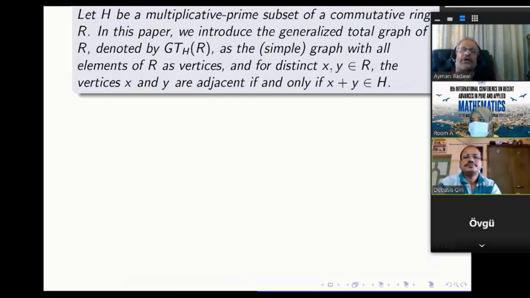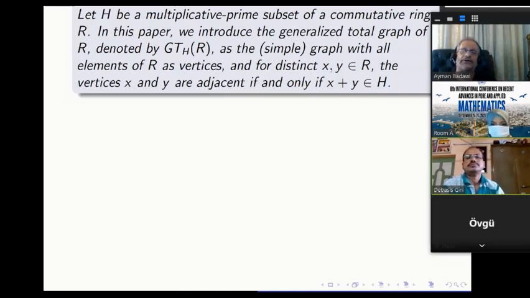Okay, so what is the generalized total graph? Whenever you want to talk about a graph, you have to define what the vertices are and how you connect two vertices. The set of vertices will be all elements of the ring R. And how do we connect? Whenever you choose two vertices, X and Y, then X and Y will be adjacent.